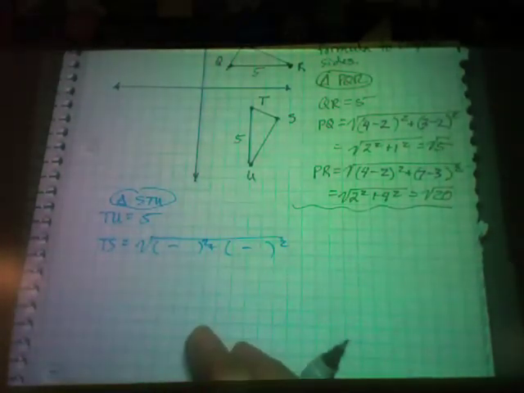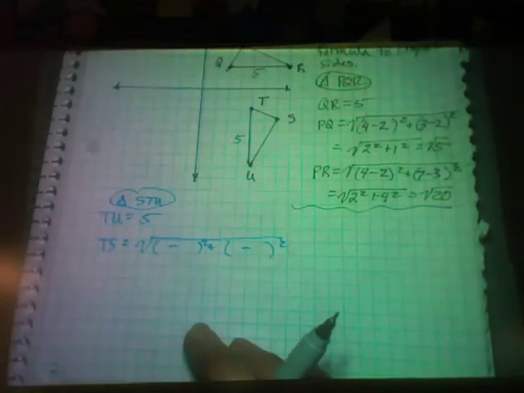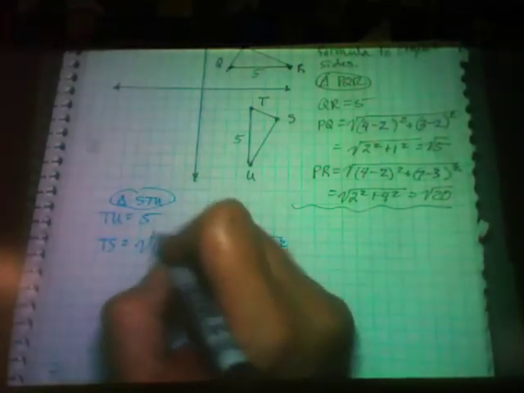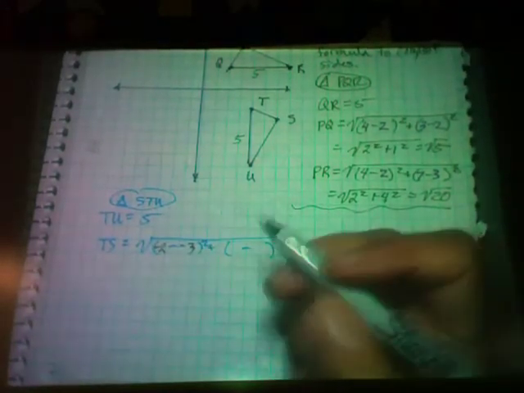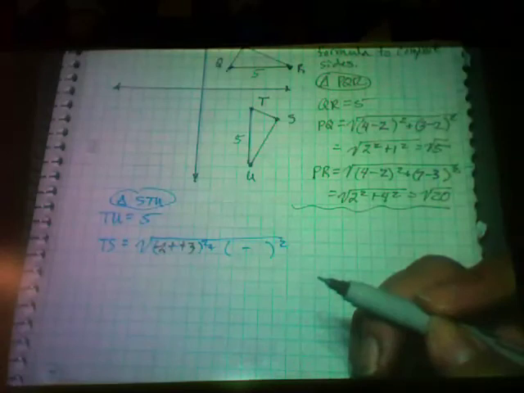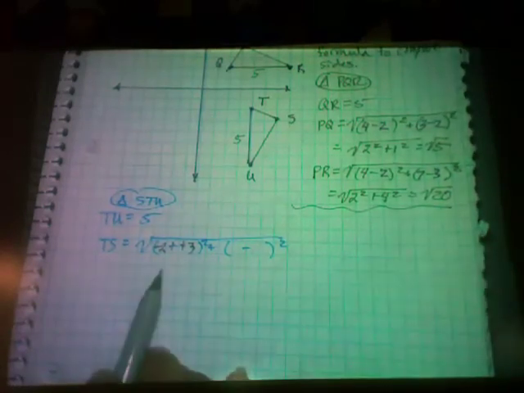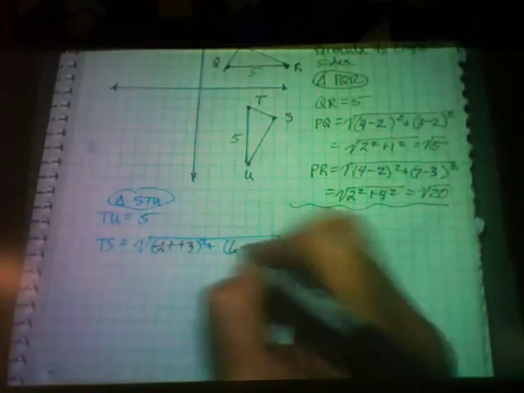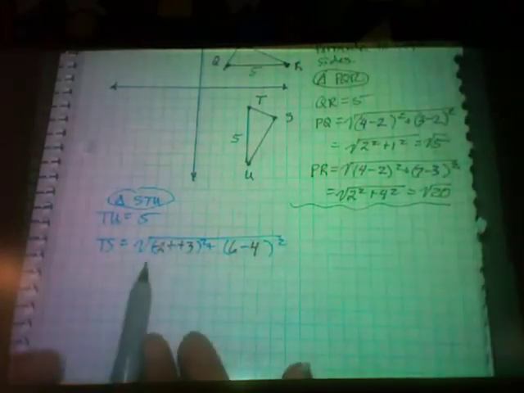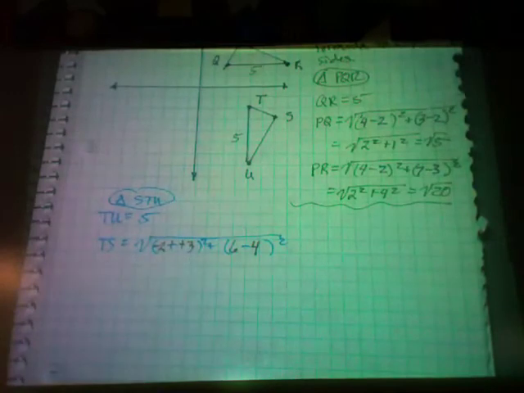Your values for T and S. Your Y values are -3 and -2. Be careful when you subtract negatives. Don't you have to add the opposite? Right? Okay. Your X values are 6 and 4. So what's a -2 plus a +3?